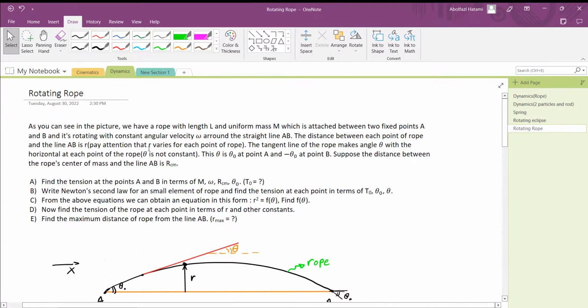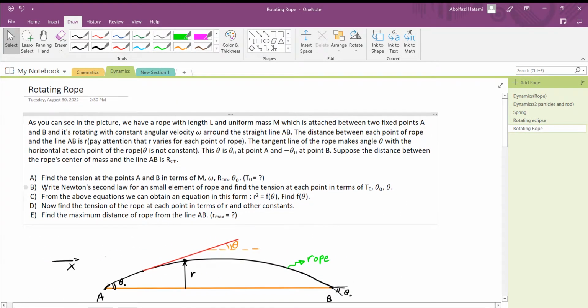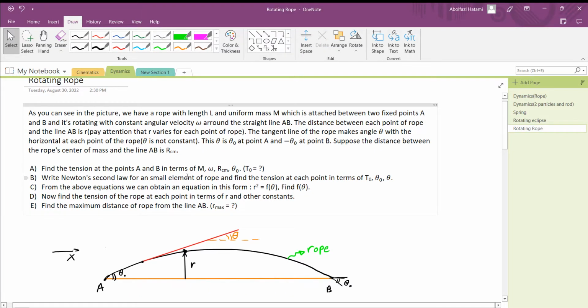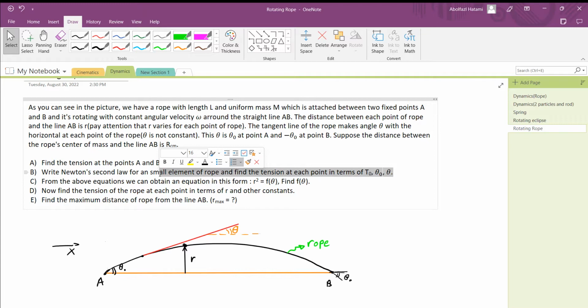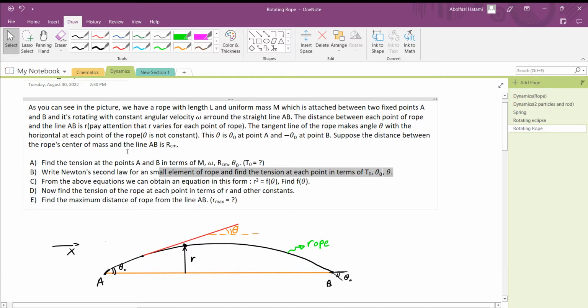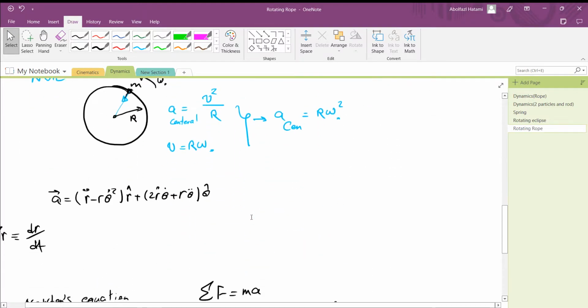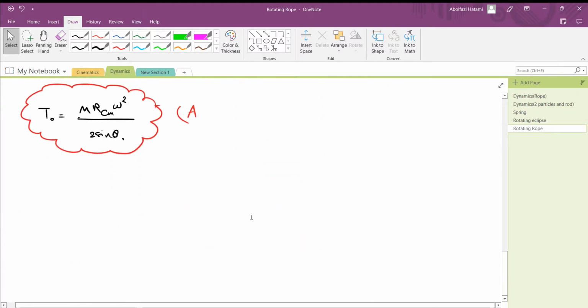So let's go to part B. It says to write Newton's second law for a small element of rope and find the tension at each point in terms of T0, theta 0, and theta. Actually, it's a nice trick, and you should become familiar with how to take small elements and write Newton's second law for them. This problem will be a good exercise for learning this trick. Let me solve this.